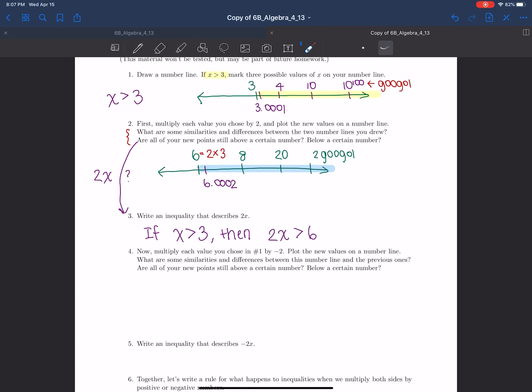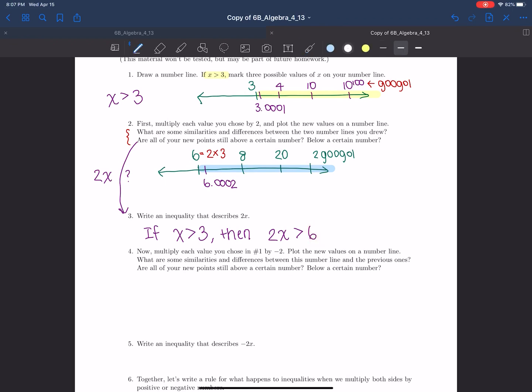So in question 1 we considered x. And in question 2 we considered 2 times x, like what happens when we multiply x by 2. And in question 3 they want an inequality that sums up what happened. So in one sentence we wrote, if x is greater than 3, so if we picked a number that was okay for question 1, then 2x, when we multiply it by 2, is always going to be bigger than 6, no matter what x is.